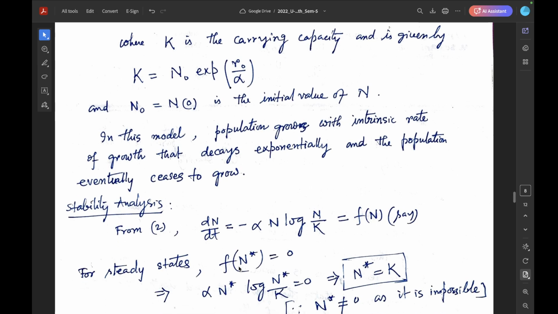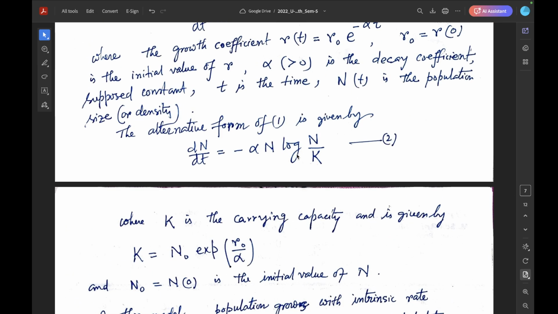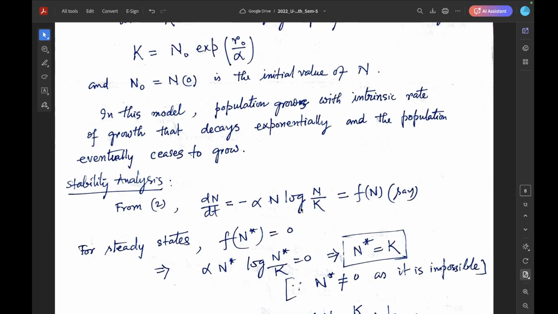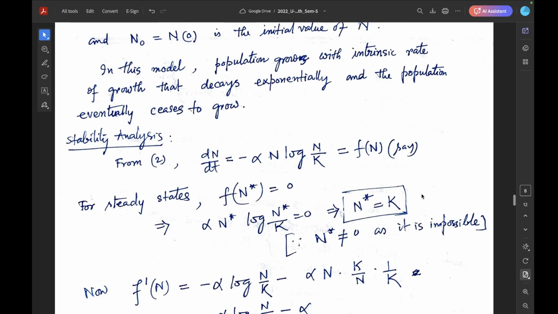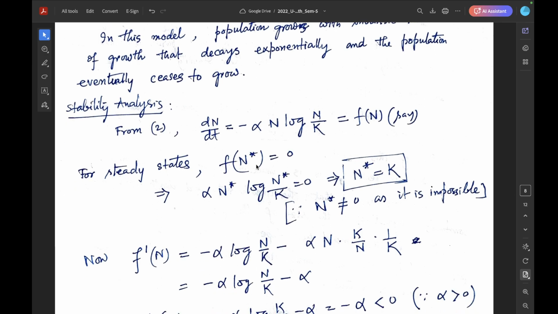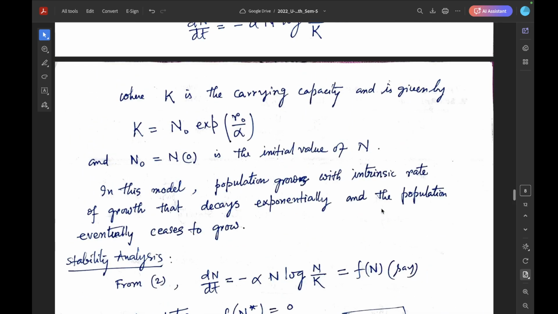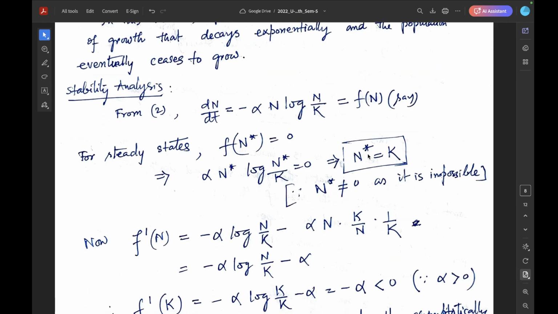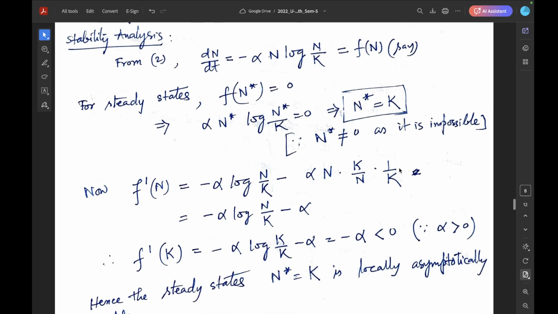Stability analysis of this model. From equation 2, the alternative form of this Gompertz model, dN/dt = -αN log(N/K) = f(N), say. For steady state N*, we have f(N*) = 0. So -αN* log(N*/K) = 0. So N* = K. N* is not equal to 0, because if N* = 0 it is impossible, since log 0 is undefined. So there is only one steady state, N* = K, the carrying capacity.